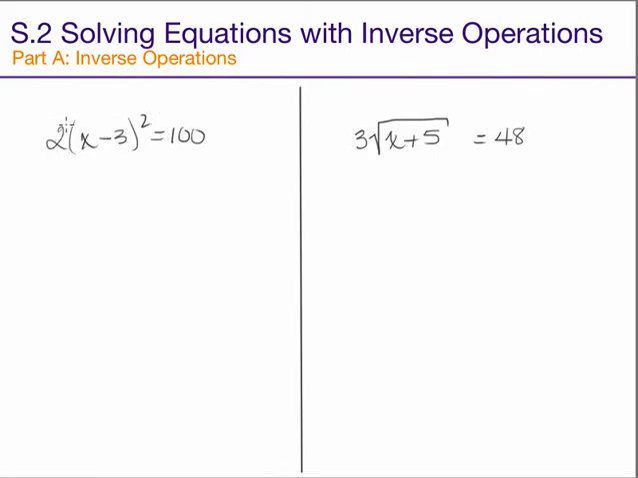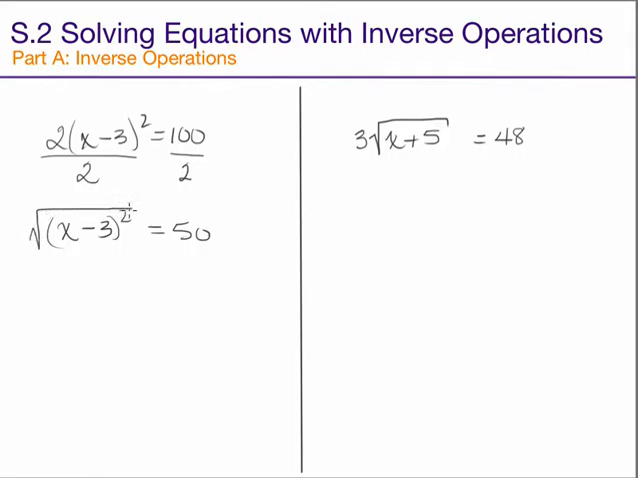So let's start by remembering that I can take this whole piece and think of it as being multiplied by 2, and use the inverse of this multiplication by 2 to undo this, which leaves me with x minus 3 squared. I've undone the times 2. Now I can undo the squared.